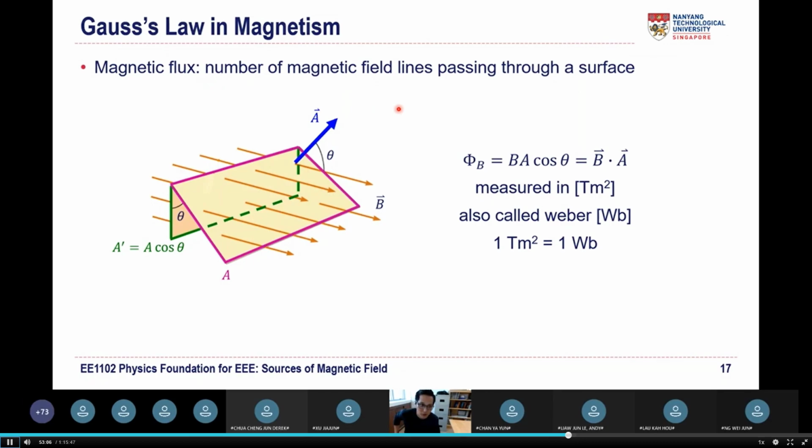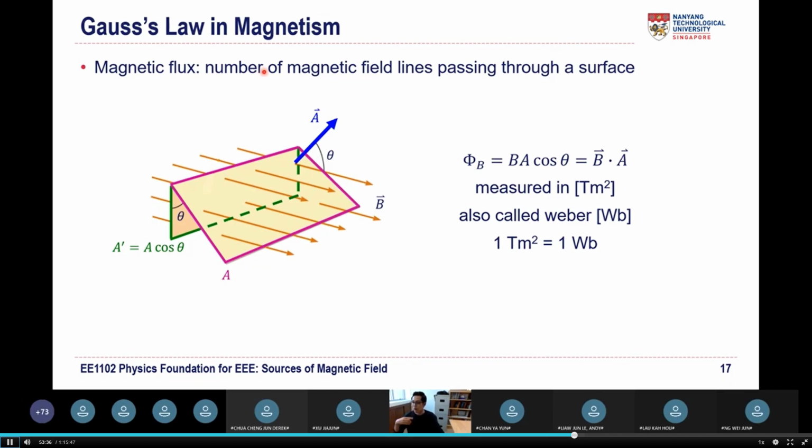And similarly, we also have Gauss's law in magnetism. Okay, and we're going to look at how this Gauss's law in magnetism works. Before we do that, because you remember, for Gauss's law in electricity, we had to come up with the concept of electric flux, right? But likewise, we also need to understand what magnetic flux is, and it's actually exactly the same concept.